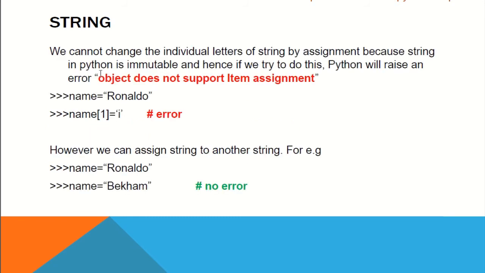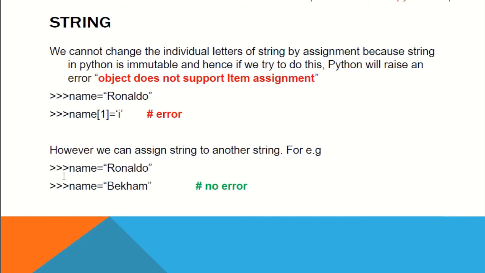Okay. Next, we cannot change an individual letter of a string by assignment because a string in Python is immutable, and hence if we try to do this, Python will raise an error: object does not support item assignment. See, name is equal to Ronaldo, name[1] equal to something, it will display an error because the string is immutable. Immutable means what? Which we are not able to change. So if we have given some string, we are not able to change its data. However, we can assign a string to another string, like name equal to Ronaldo and name equal to Beckham.